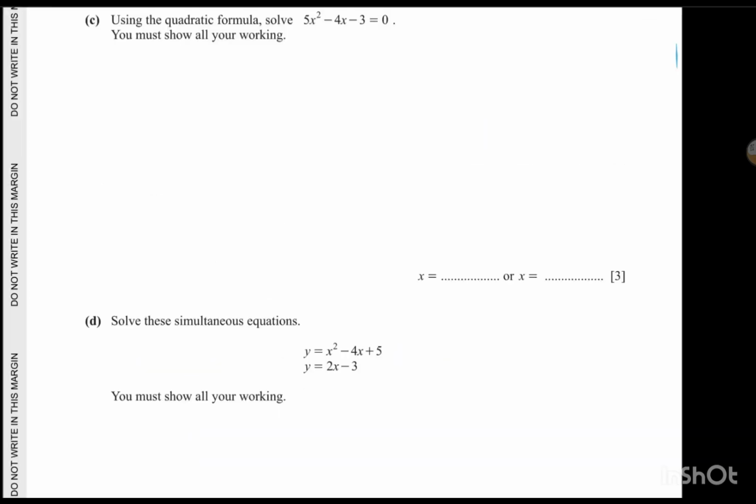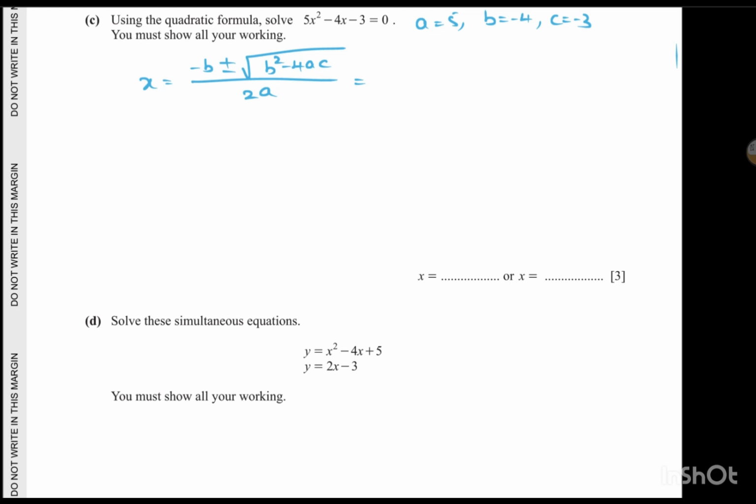Question number C. Using quadratic formula, solve 5x square minus 4x minus 3 is equal to 0. You must show all your working. So you need to remember the quadratic formula here. x is equal to minus b plus or minus square root of b square minus 4ac by 2a. In this equation, a is equal to 5. Let me write all the values here. a is equal to 5, b is equal to minus 4, c is equal to minus 3.